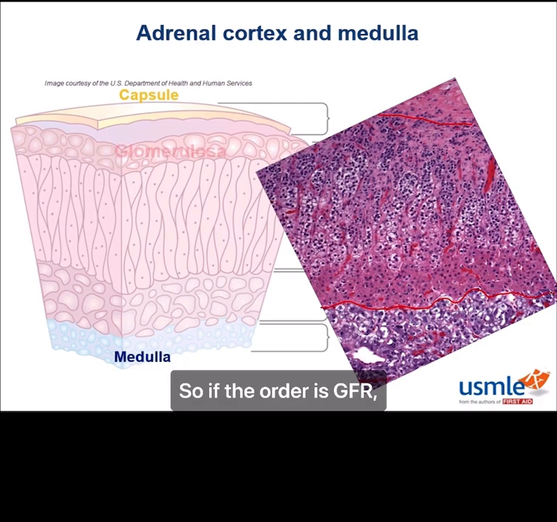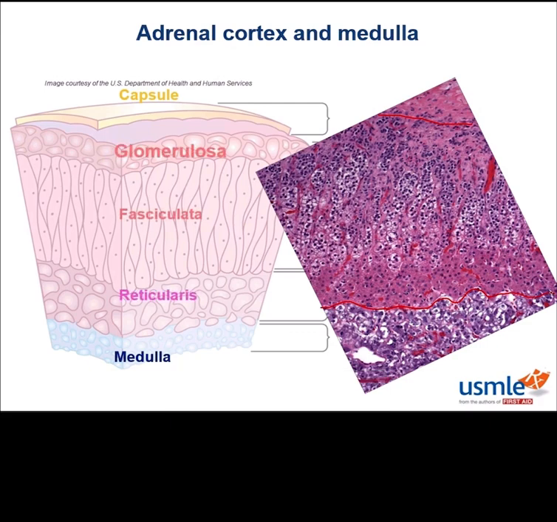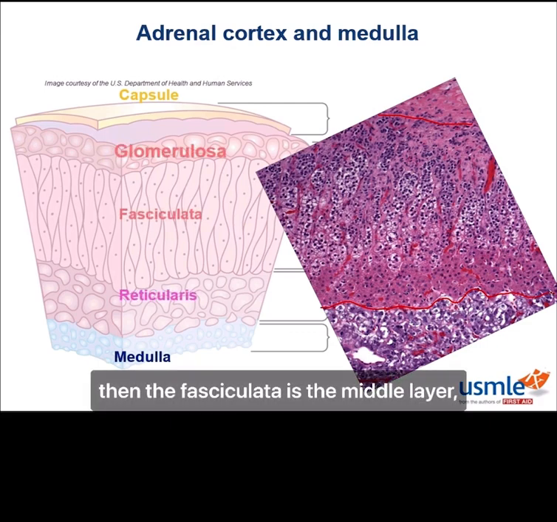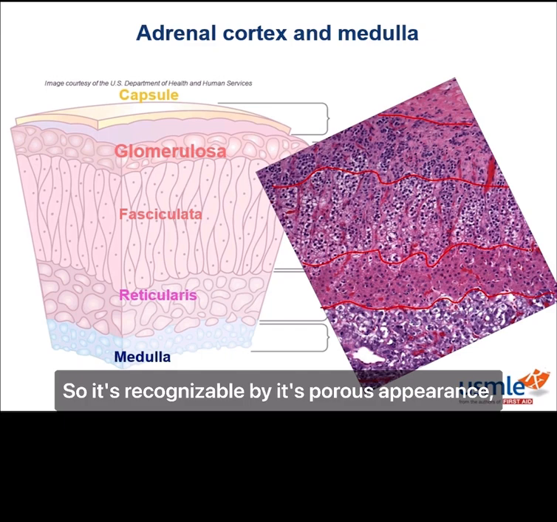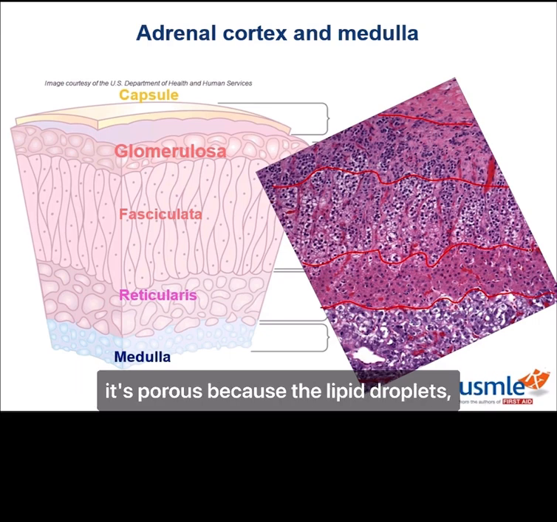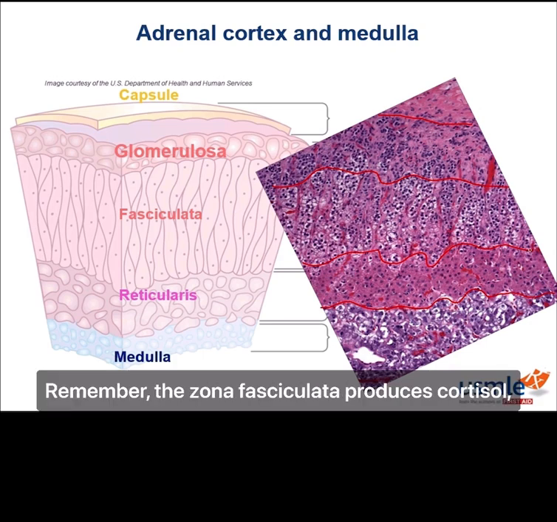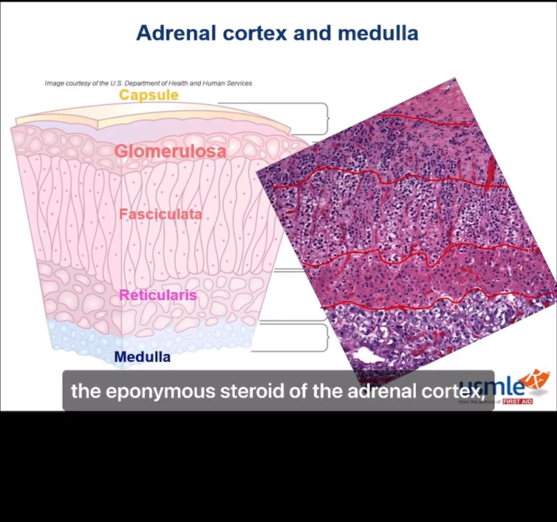So if the order is G, F, R, then the fasciculata is the middle layer, and I'll highlight it for you right here. So it's recognizable by its porous appearance, but unlike the medulla, it's not porous because it's highly vascular. It's porous because the lipid droplets, which are not preserved on the slide, appear like multiple little pores. Remember, the zona fasciculata produces cortisol, the eponymous steroid of the adrenal cortex, and therefore hoards the most cholesterol.